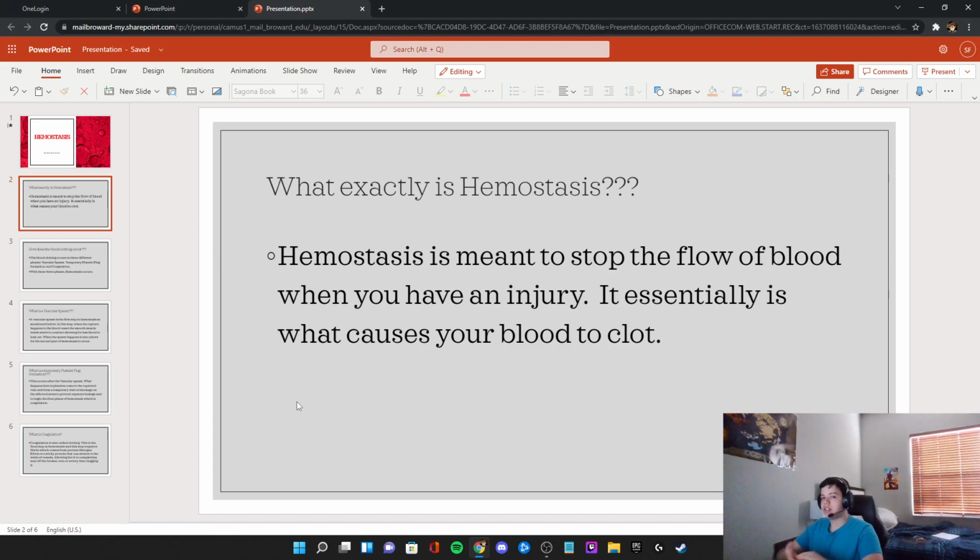So hemostasis is actually split into three parts: the vascular spasm, the platelet plug formation, which is kind of setting up the blockage for the actual coagulation or the clotting itself, and then the final step, which is coagulation.